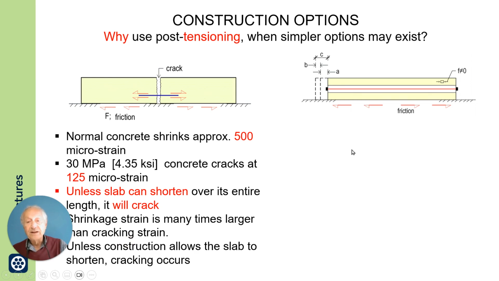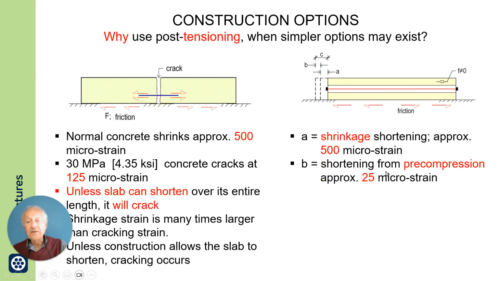Here I have another presentation. I show you the amount of total shortening, how much of it is due to shrinkage, which is 500 microstrain. But if you put pre-compression, which is commonly done in ground supported slabs, you only apply 25 microstrain. Now here, pause for a second. Pause and look at this.